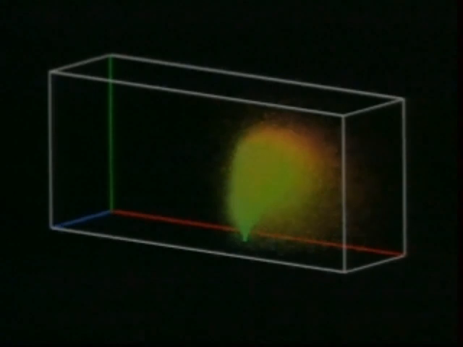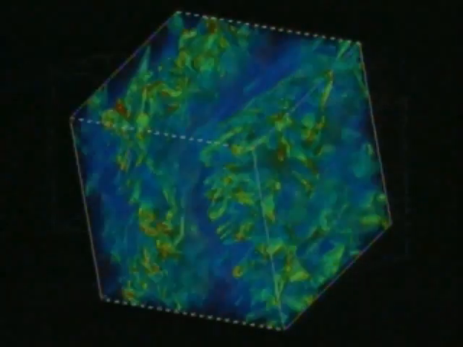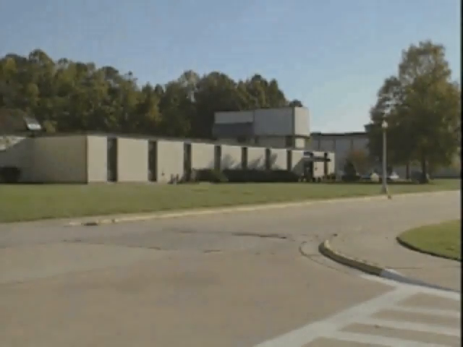Visualizing the results of supercomputer simulations can be a computationally demanding process. Research in applying supercomputing technology to the problem of data visualization is being conducted at the Institute for Computer Applications in Science and Engineering, or ICASE, located at NASA Langley Research Center.